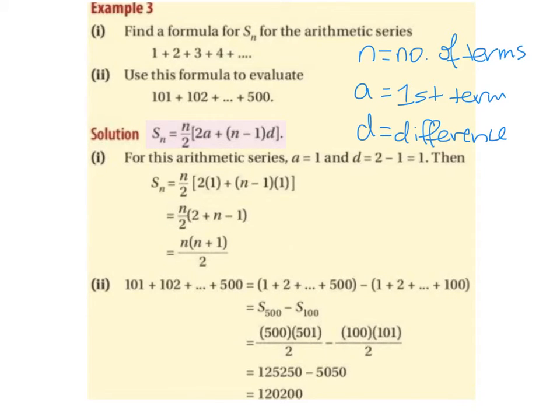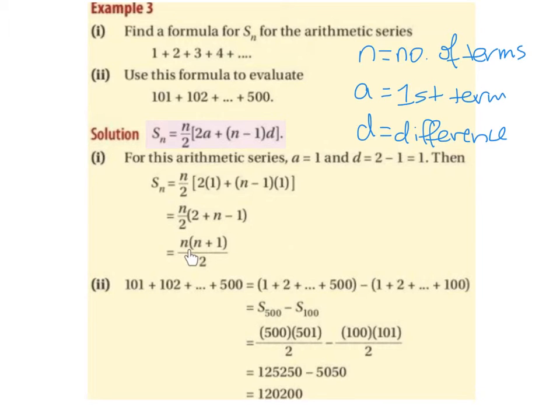Now, 1 plus 2 plus ... up as far as 500 is the same thing as S500. And 1 plus 2 plus ... up as far as 100 is the same thing as S100. So series 500 minus series 100. So now we are going to use our formula that we had created up here, subbing in 500 and 100.